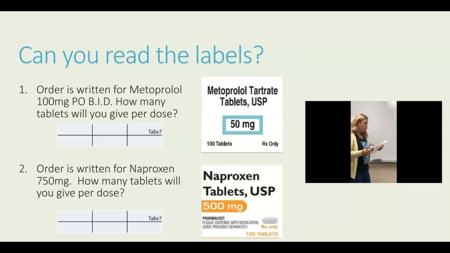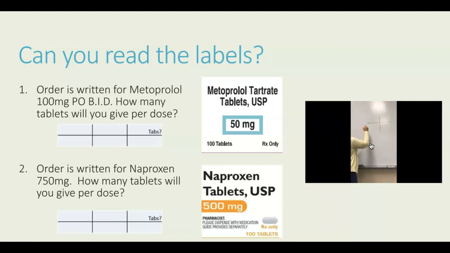The first order, question number 1, is written for metoprolol, which is a blood pressure medication, for 100 milligrams PO BID. How many tablets will you give per dose? And you have to look at the label. The label says it's 50 milligrams, and there are 100 tablets in the bottle. So again, it's asking how many tablets will I give? I need to solve for tablets, so I need to make sure tablets is up here all by itself. So let's set up our problem.